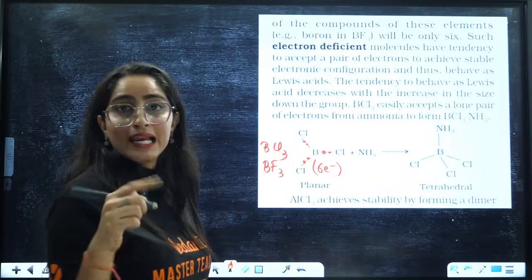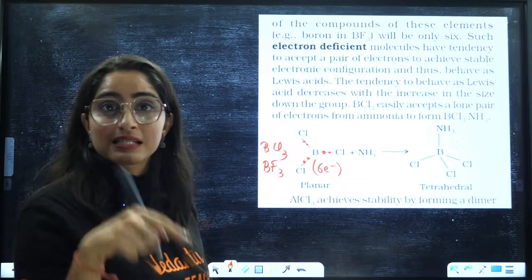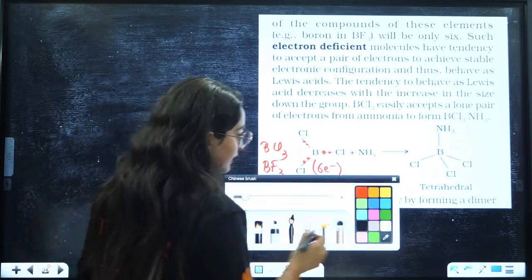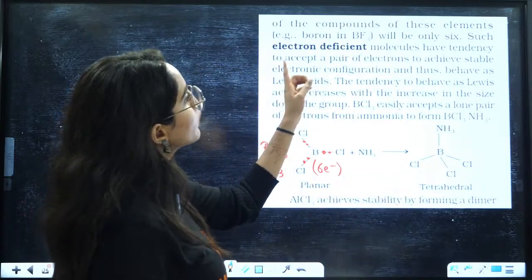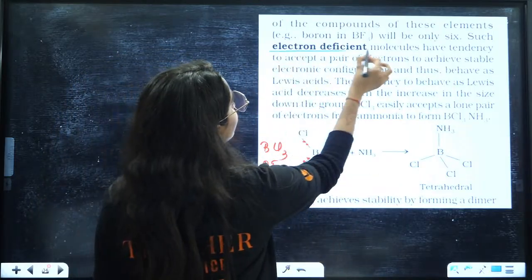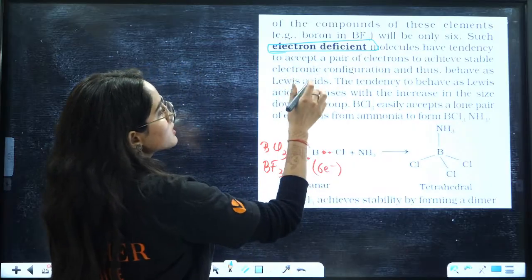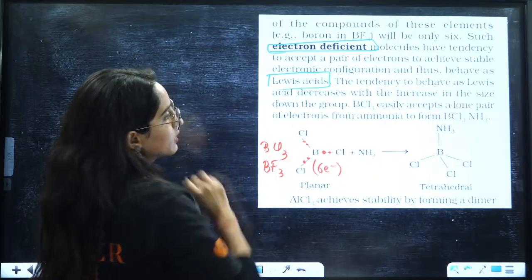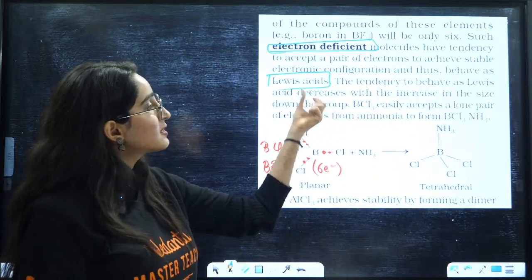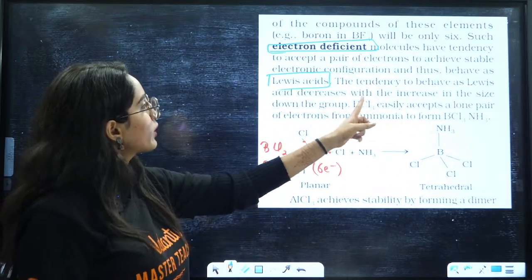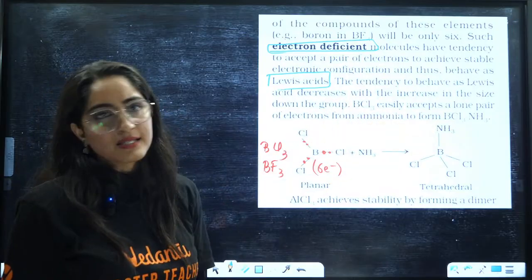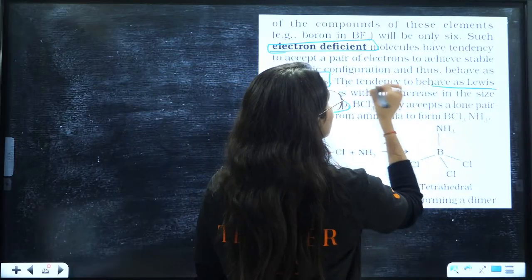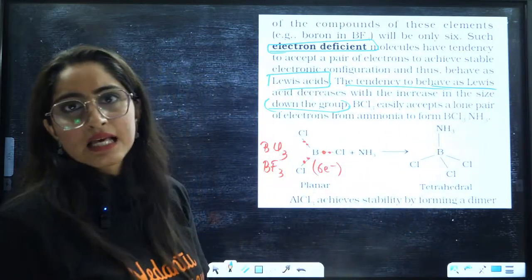All these are electron deficient compounds, and they are called Lewis acids because they are electron deficient in nature, right? So that is why there will be only 6 such electron deficient molecules. They have the tendency to accept electrons. That is why they are called Lewis acids here. The tendency to behave as a Lewis acid decreases down the group, okay? It decreases with increase in the size. That means down the group, the tendency to behave as a Lewis acid will decrease, right?